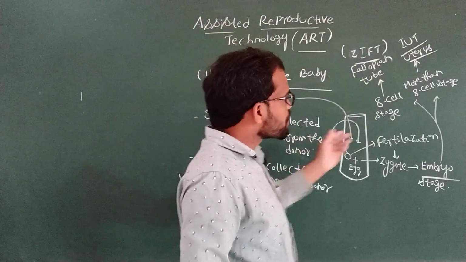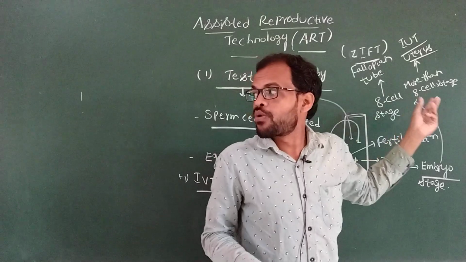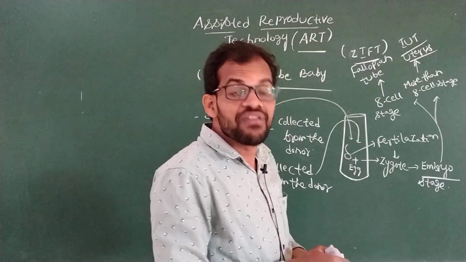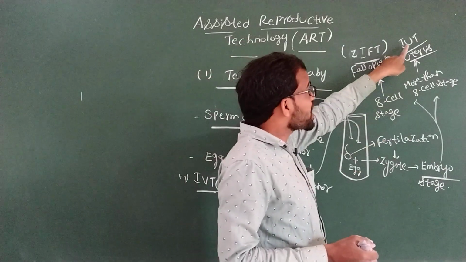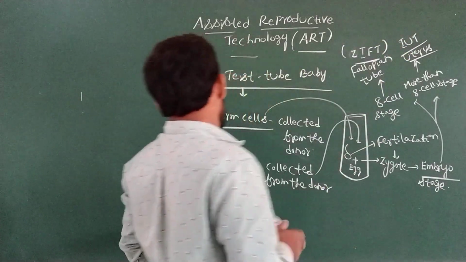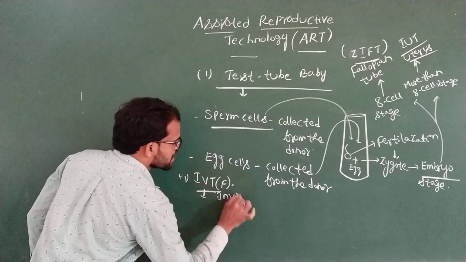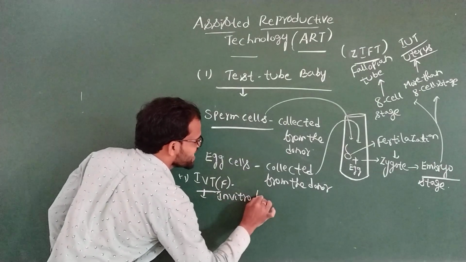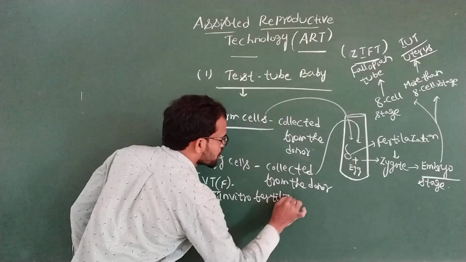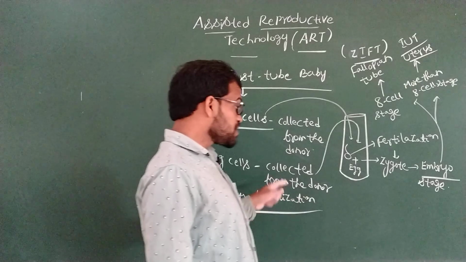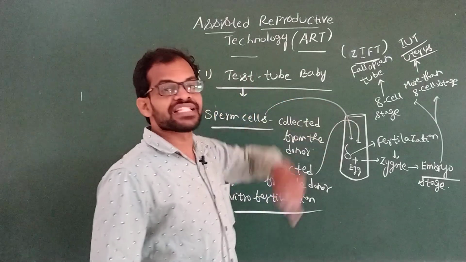For example, if the zygote stage is more than 8 cells, it is transferred into the uterus of the female. This condition is intra-uterine transfer. IVF means in vitro fertilization. In vitro fertilization means the fertilization takes place inside the test tube.